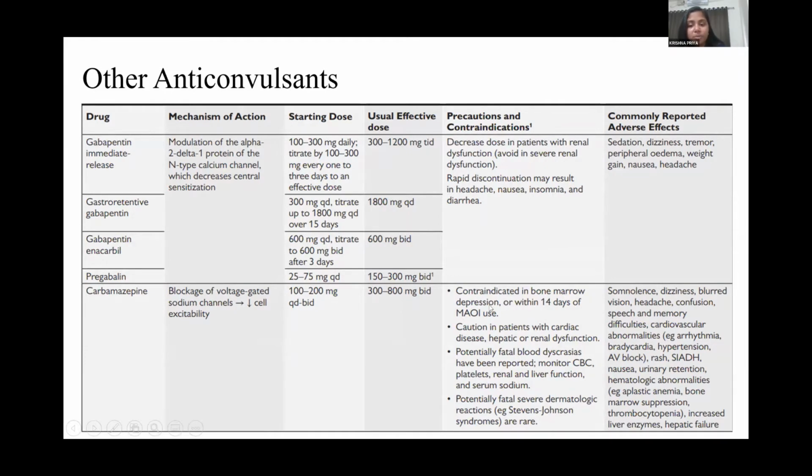because it cannot be used along with MAO inhibitors, or in case of any cardiac dysfunction, hepatic or renal dysfunction, and potentially fatal blood dyscrasias. So we have to monitor the CBC, platelets, renal and liver functions before starting carbamazepine. And it can also cause potentially fatal severe dermatological diseases like Stevens-Johnson syndrome.